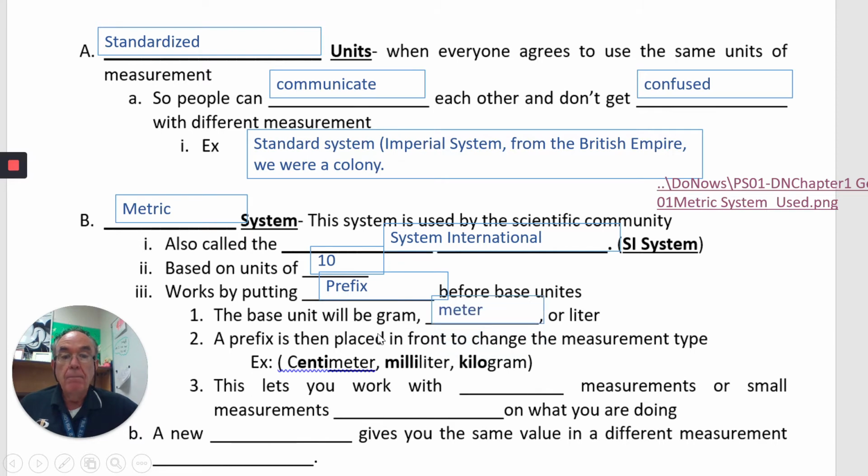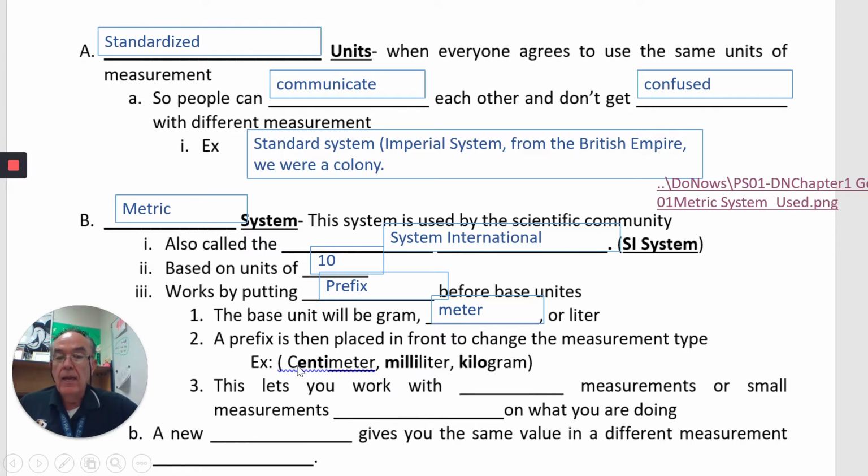The base unit of measure for mass is the gram, for length is the meter, and for liquid volume, it's the liter. And then you put these prefixes like centimeter, milliliter, or kilogram in front of these base units. Centi is a hundredth. Milli is a thousandth. Kilo is 1,000. So this would be the thousands, this would be a thousandth, and the centi would be 100.